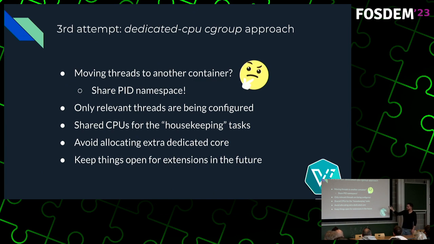From the vCPU's perspective, they just stay the same. They can communicate with all of the threads and processes in the system. So only the relevant threads are being configured, as I said. Shared CPUs for the housekeeping task, so we don't waste one dedicated core anymore. And we keep things open for extensions in the future. Maybe we would want to do more plays with Cgroups in the future. So we want everything in the compute container to stay completely as is.